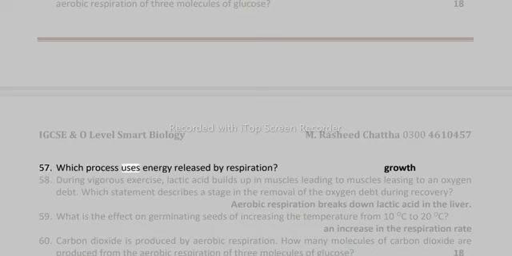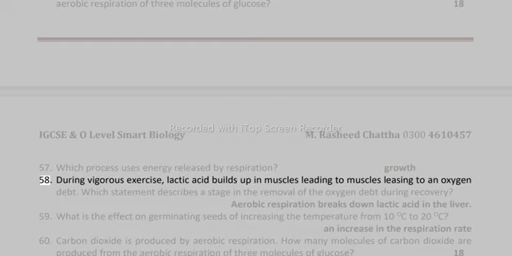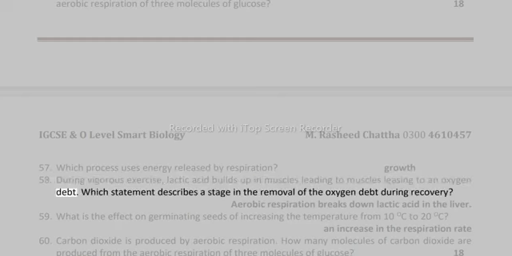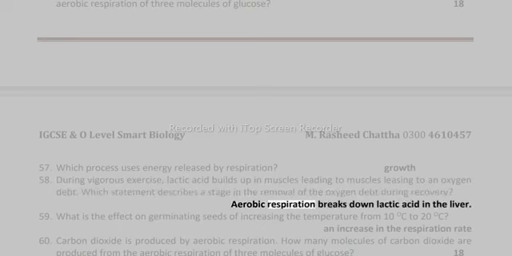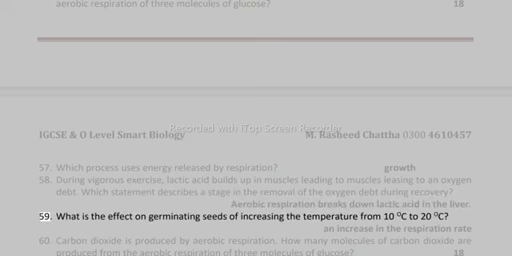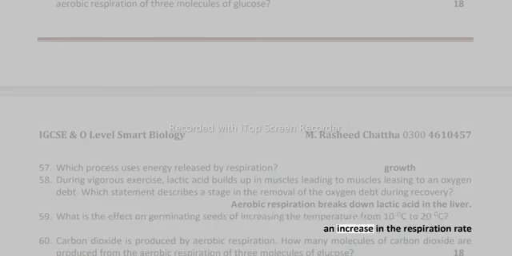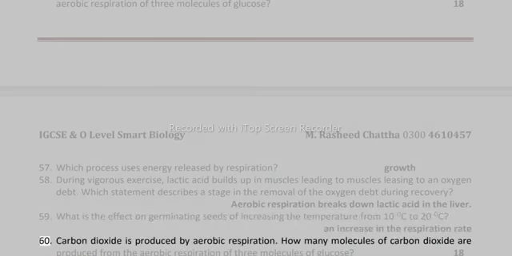57. Which process uses energy released by respiration? Growth. 58. During vigorous exercise, lactic acid builds up in muscles leading to an oxygen debt. Which statement describes a stage in the removal of the oxygen debt during recovery? Aerobic respiration breaks down lactic acid in the liver. 59. What is the effect on germinating seeds of increasing the temperature from 10 °C to 20 °C? An increase in the respiration rate.